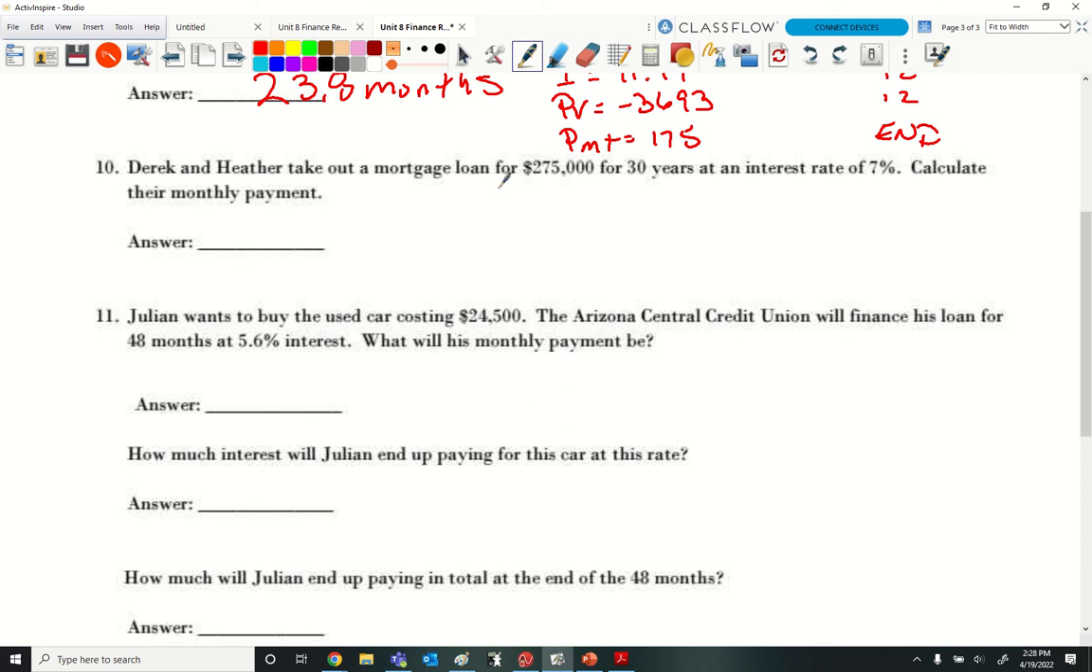So, N. What is my N going to be? 30? Nope, not 30. Wait, 7. We don't know. What does N represent? 30. Total number of payments. N is how many payments I'm making. We don't know. You do know. Wait. Is it 30 times 12.